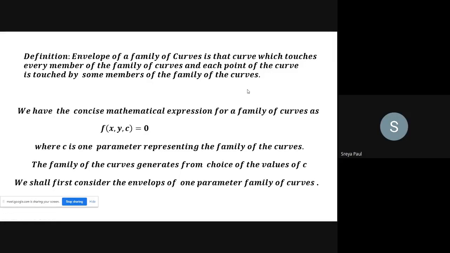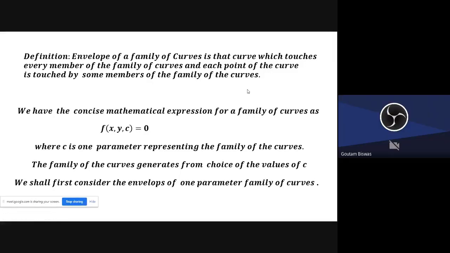Now we are going to introduce a new subject. Before that, we have completed this concavity and convexity and point of inflection. Now, the new chapter, envelope. This is the envelope, definition of the envelope. Now, what does the envelope mean? Envelope of a family of curves.